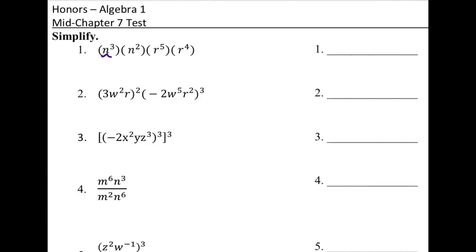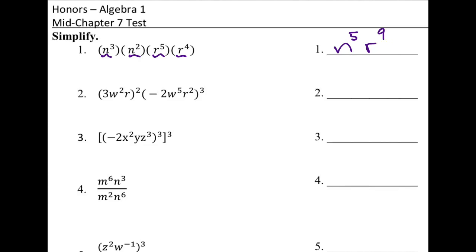N cubed and n squared have the same base, so we add their exponents. 3 plus 2 is 5. R and R, same base, add their exponents, r to the 9th.